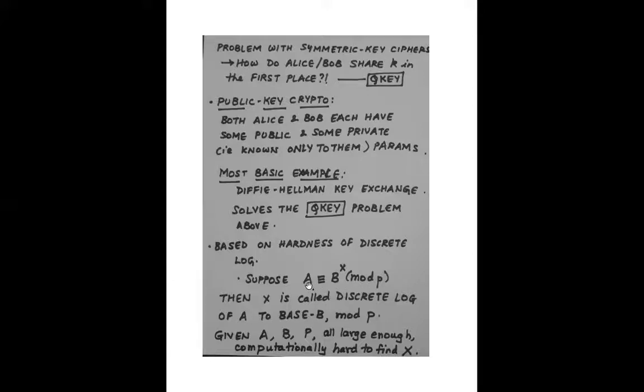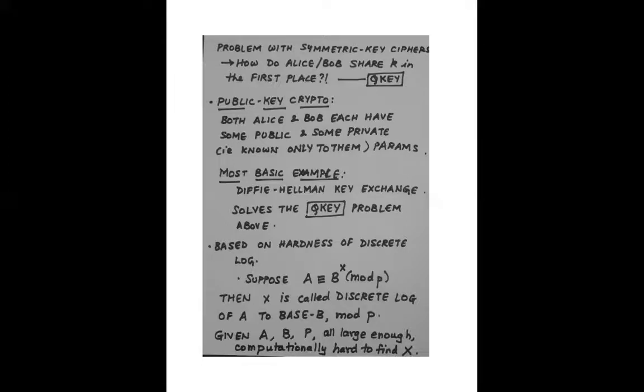Supposing that a is congruent to b to the power of x mod p, we call this number x the discrete log of this number a to the base b mod p. So that's what a discrete log is. Just like a log, if a is equal to b to the power of x, you know that x is equal to log of a to the base b. The only difference here is that we are doing all of this reduced modulo p. In other words, divide by p and take the remainder.